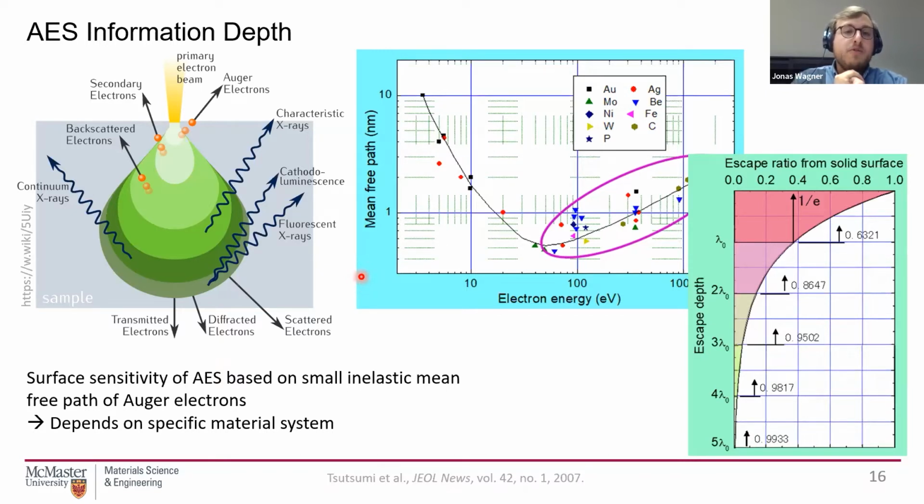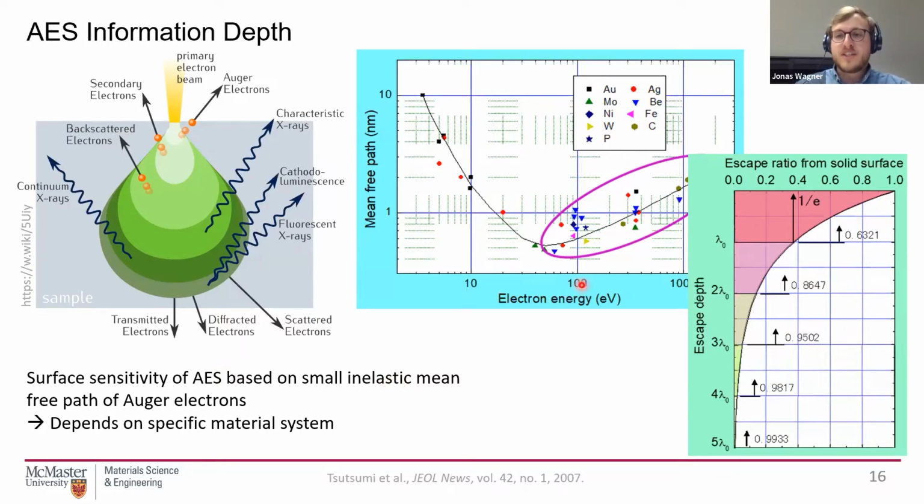While if you think about a secondary electron image, basically any electron that makes it into the Everhart-Thornley detector, for example, will contribute to the signal, will contribute to the contrast in your image. But in Auger, only electrons that were not inelastically scattered on the way out contribute to the signal. That means the one material parameter that makes Auger surface sensitive is its small inelastic mean free path.